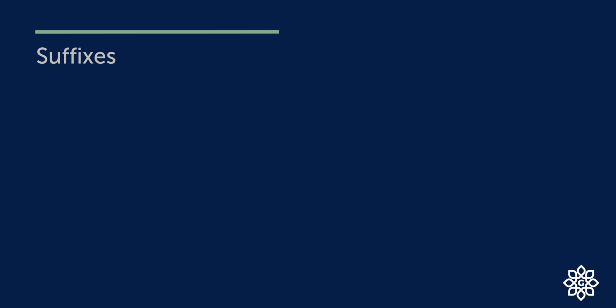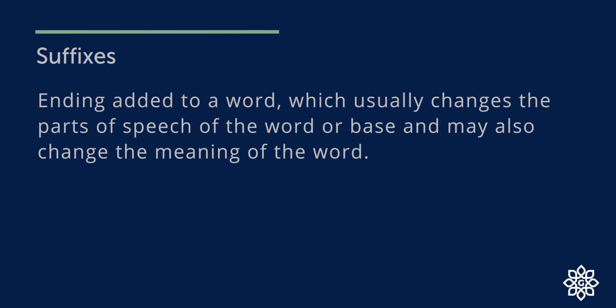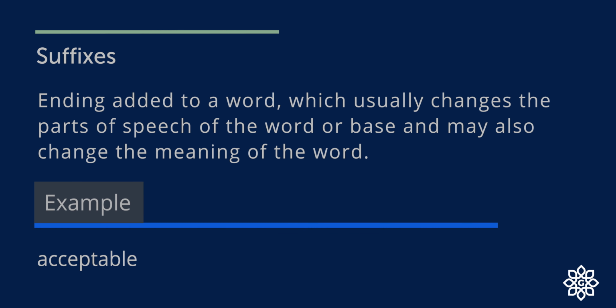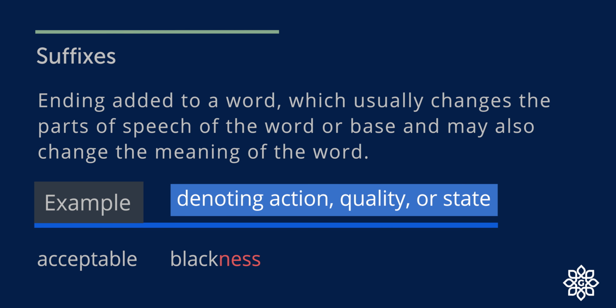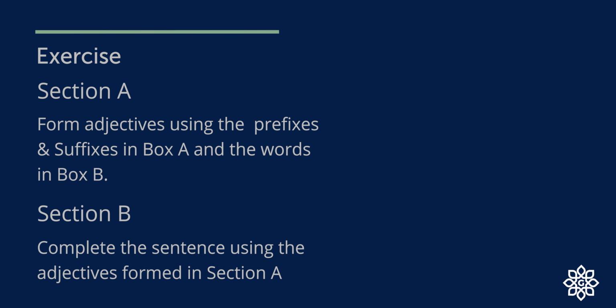So, what are suffixes then? A suffix is an ending added to a word, which usually changes the part of speech and may also change the meaning of the word. For example, acceptable, blackness. Here the suffix able means capable and ness means denoting action, quality or state. We have two practice exercises, section A and section B.